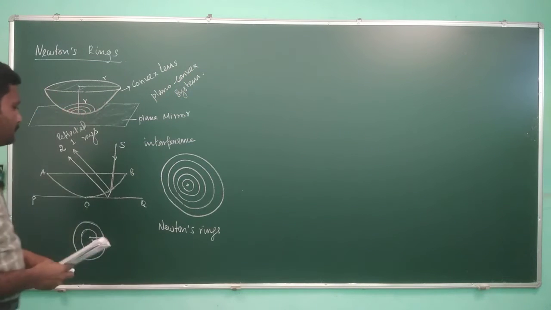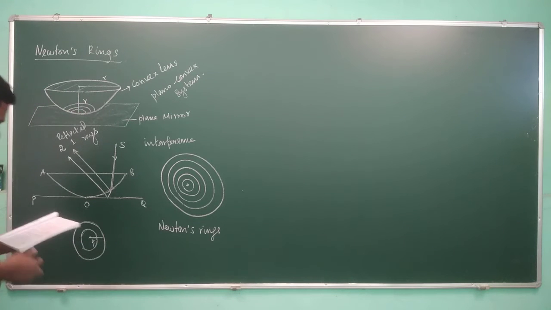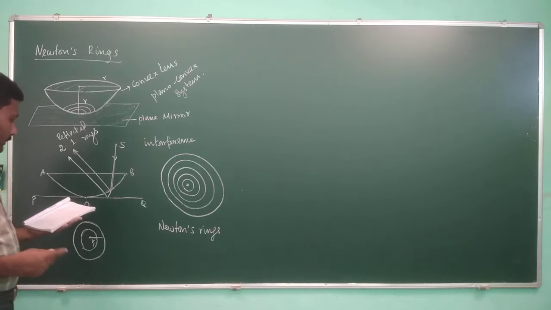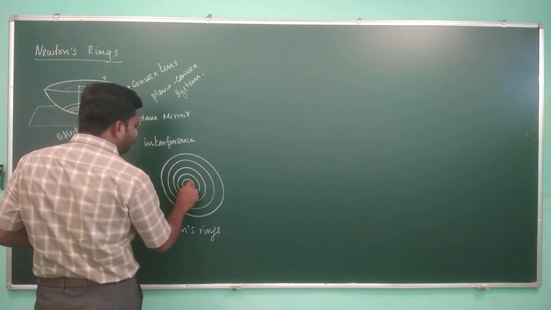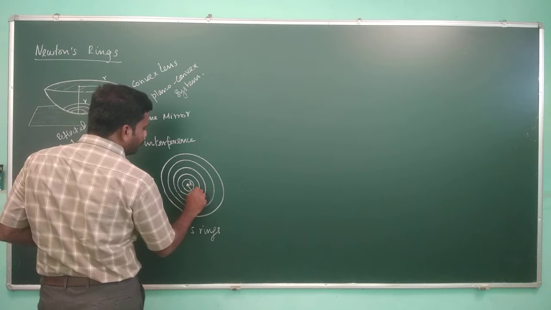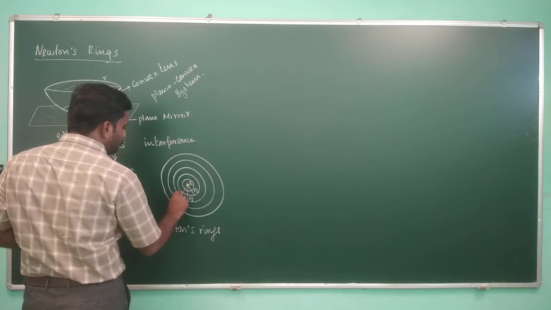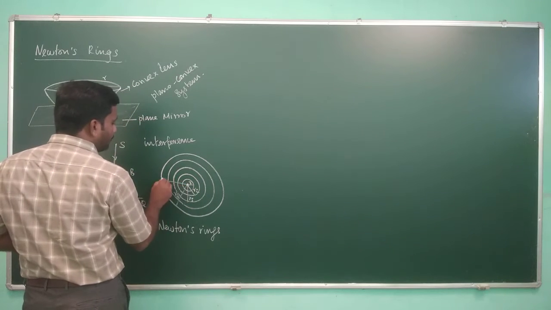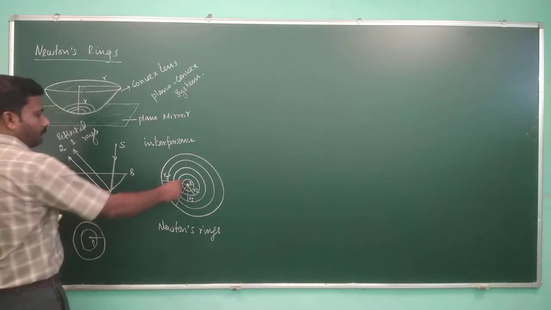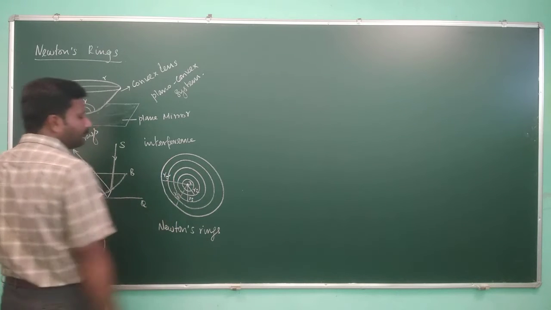So this creates Newton's rings. So this is the idea of Newton's rings. Now see, as the rings are formed, we need to calculate the radius of the rings. That is what the next part of our discussion is. So what is the radius of a particular ring from the center?